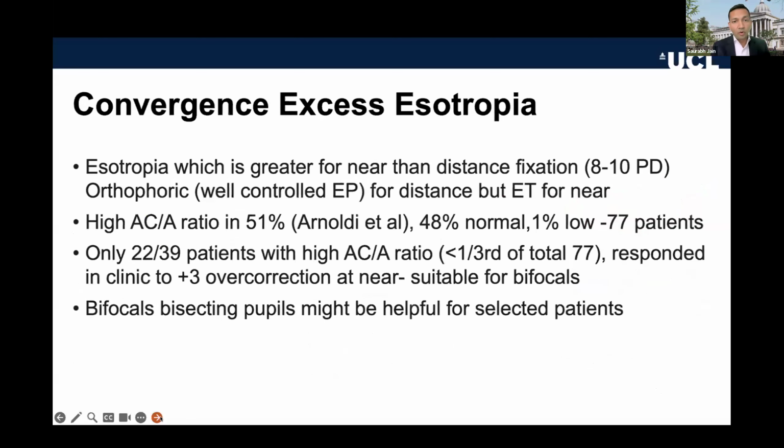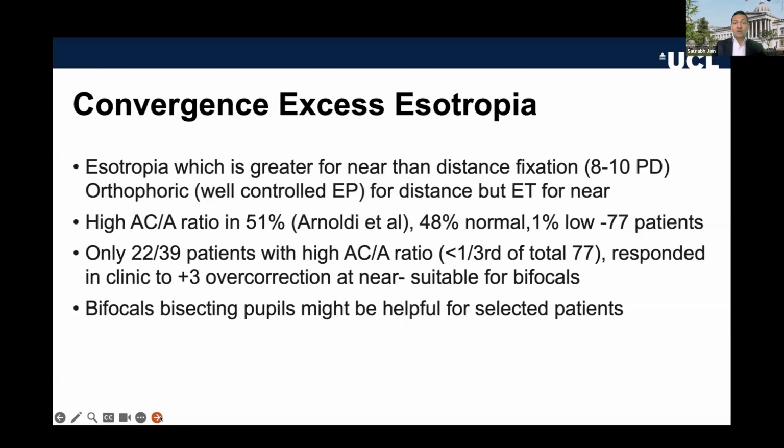A very specific form of esotropia is the convergence excess esotropia, which are essentially children who have esotropia that's greater for near than distance fixation, by about 8 to 10 prism diopters. So they are orthophoric or well-controlled esophoric for distance, but have esotropia for near. There's a fantastic paper by Professor Arnoldi, which looked at 77 of these patients. What was really interesting was that only about half of them had a high AC/A ratio. So not all of these kids have a high AC/A ratio.